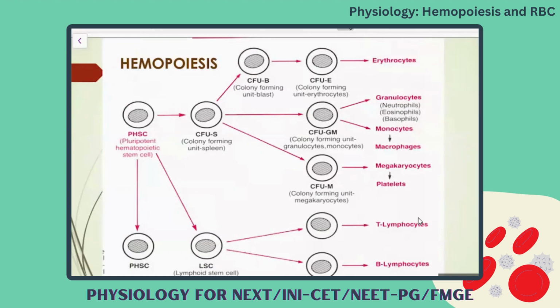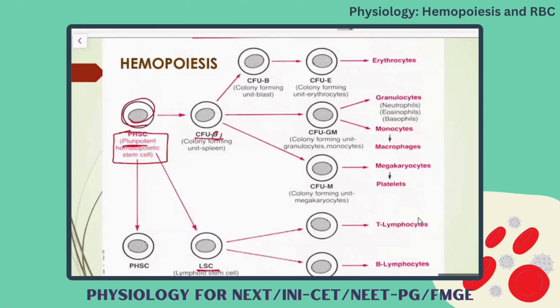Okay, so the most original hemopoietic cell is the pluripotent hematopoietic stem cell. The term pluripotent indicates it is giving rise to multiple cells. From the pluripotent hematopoietic stem cells, you are getting the colony forming unit spleen, which is the one going to the spleen, and the lymphocyte stem cell, which is going to give rise to the lymphocytes.